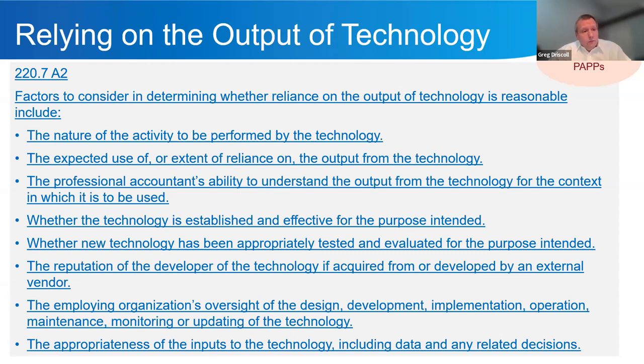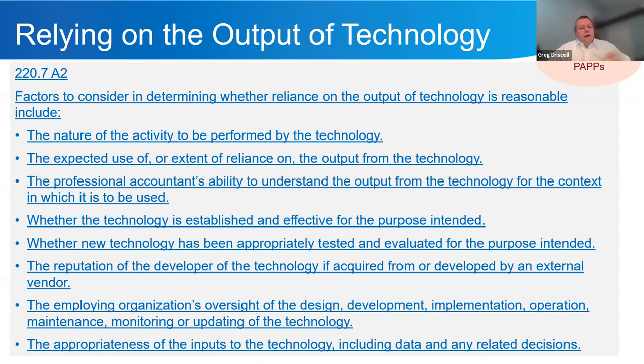No one factor, as is the case with most of these types of factors provided in the code, no one factor or group of factors is necessarily determinant as to whether or not reliance is reasonable. And certain of the factors may or may not apply depending on the situation. So again, some factors to consider when a professional accountant is in a position of determining whether reliance on the output of technology is reasonable.